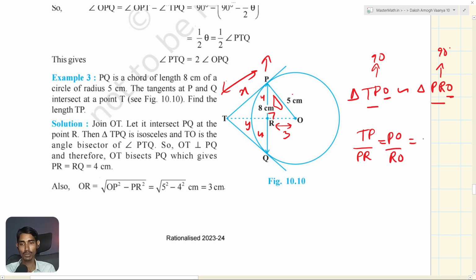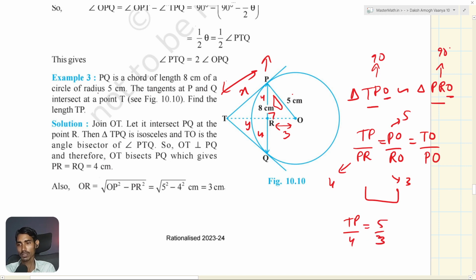Now we'll see which values are given, and then we'll use that accordingly. So what could we use? We could use PQ. PQ is given, and RQ is also there. PR is also there. So we can use the first two. So TP by 4 is equal to 5 by 3.